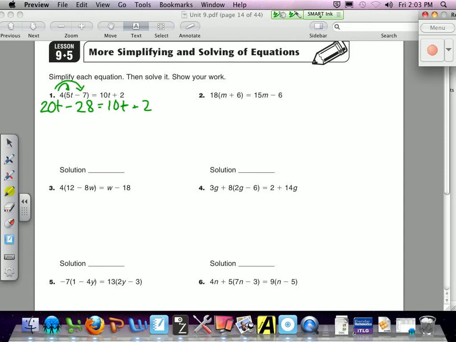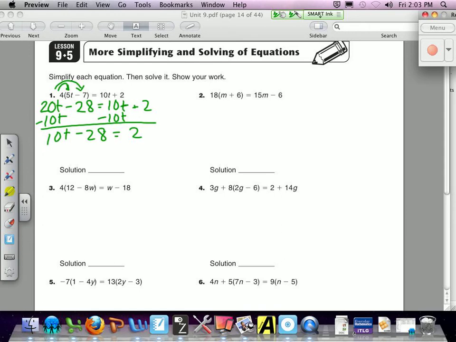At this point, there are 4 potential starting points. You could subtract 20t from each side. You could add 28 to each side. You could subtract 10t from each side. Or you could subtract 2 from each side. I like to try to make a positive coefficient in front of my variable. So my first step is going to be to subtract 10t from each side. And what I'll end up with is 10t minus the 28 equals 2. I do have to show that I did that to both sides to try to get closer to a solution.